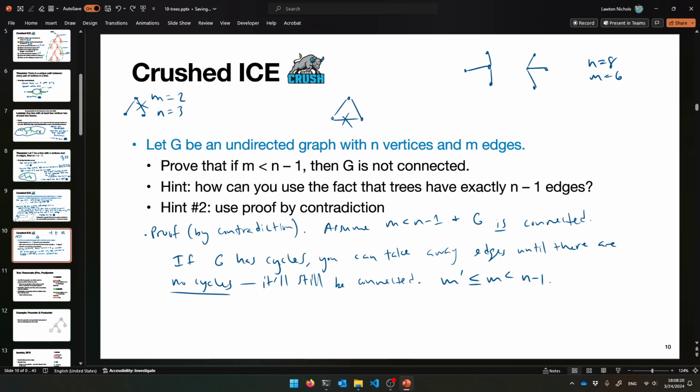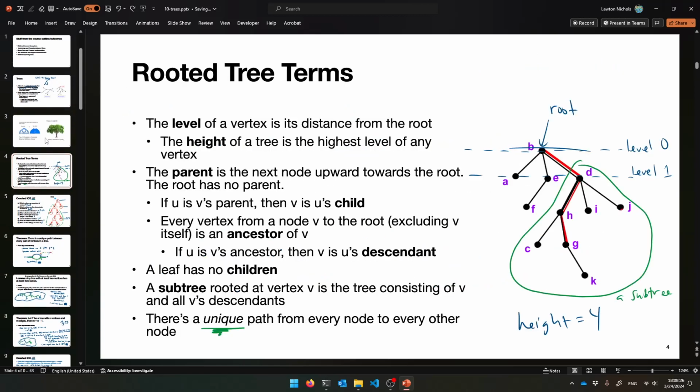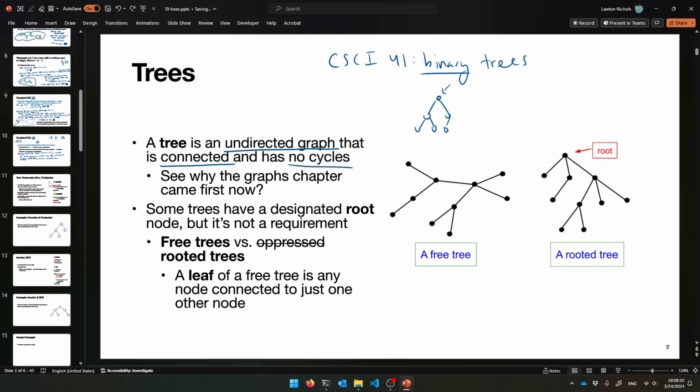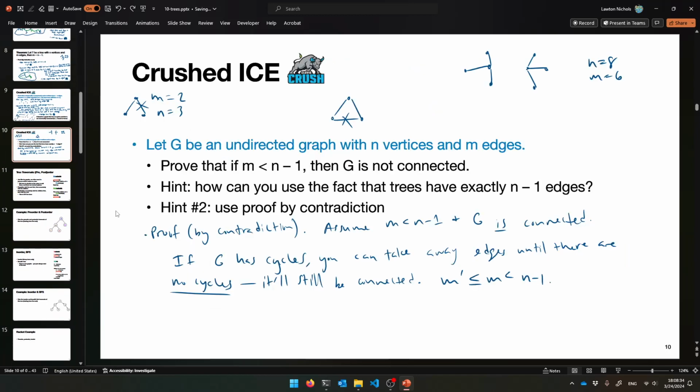But now we have a connected graph that has no cycles. Those are called trees. That's what it means to be a tree. So now that we've chopped off any cycles, G is a tree.